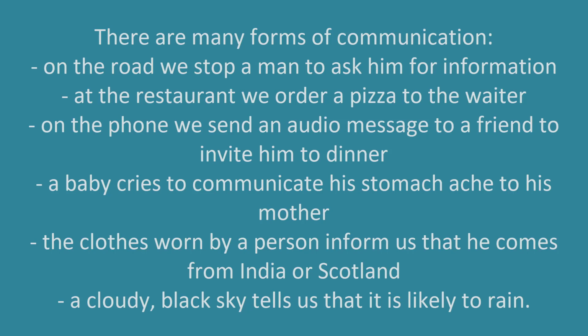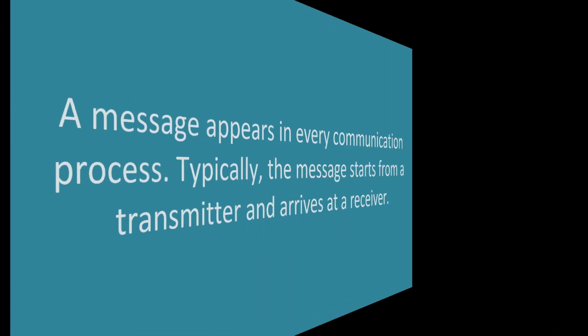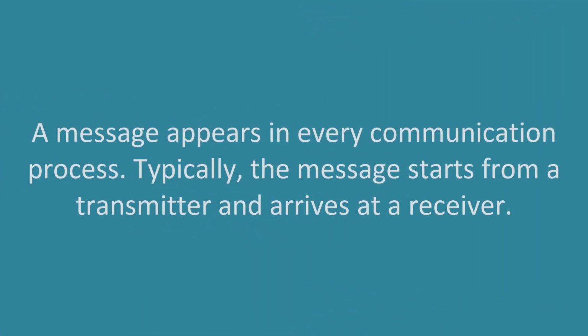A baby cries to communicate his stomachache to his mother. The clothes worn by a person inform us that he comes from India or Scotland, for example. A cloudy black sky tells us that it is likely to rain. A message appears in every communication process.